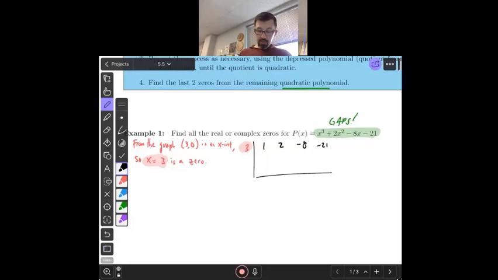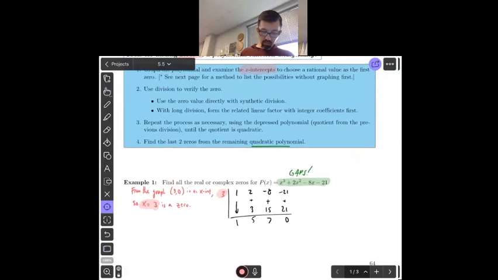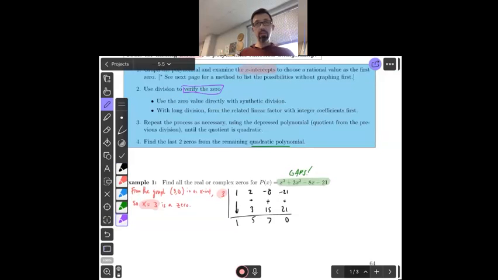Okay, run through the synthetic division real fast. 3 times 1 is 3, plus 2 is 5, times 3 is 15, minus 8 is 7, times 3 is 21, plus -21 is 0. So we were supposed to be verifying if that number we grabbed off the graph is a 0, right? So is our 0 verified?